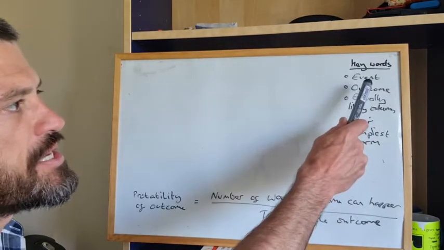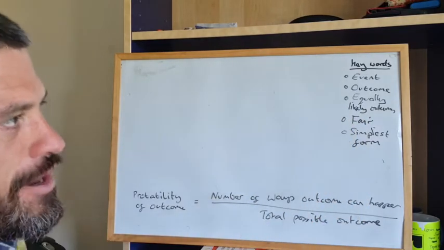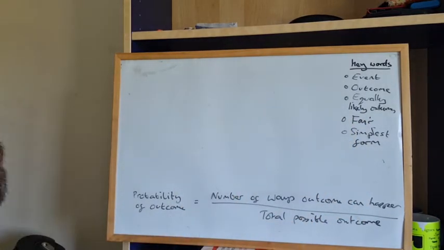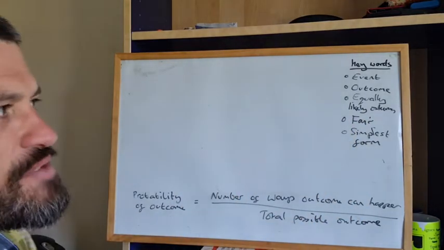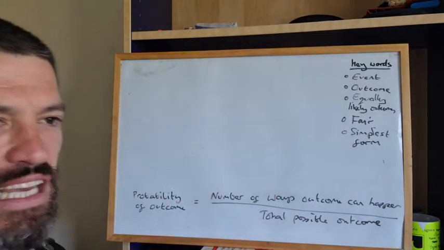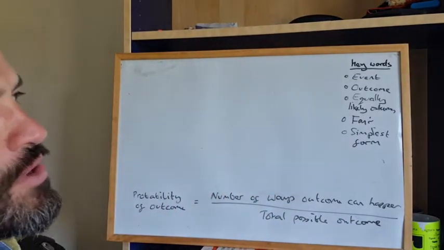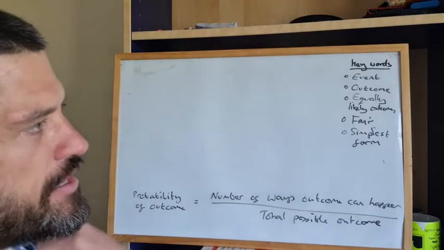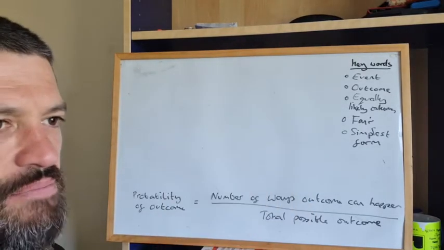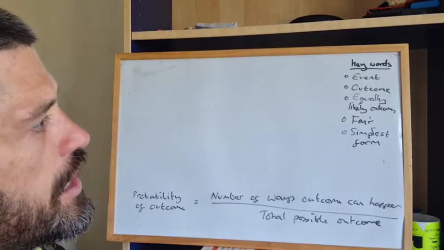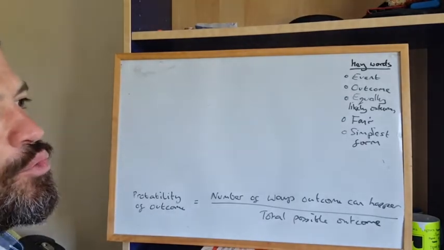First, some keywords: event and outcome. Not to be confused. The event is what you are doing that you are trying to make predictions about. So, for example, rolling a dice. That's the event. The event is the rolling of the dice, or the event is picking the card, or spinning the spinner thing. The outcome is what we are looking at.